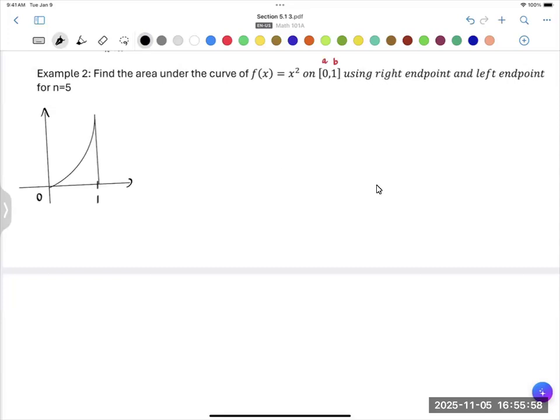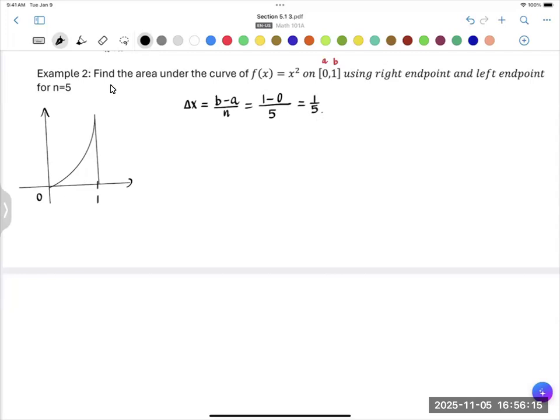So we want to find this area using the approximation with the right endpoint and left endpoint. Now, first of all, we will find delta x. Delta x is (b minus a) over n, which is the second number minus the first number, divided by 5. So that is 1 over 5. That is my delta x.